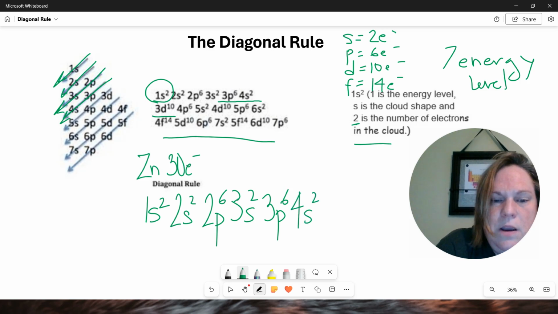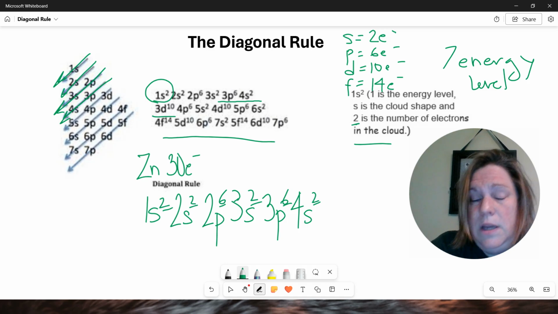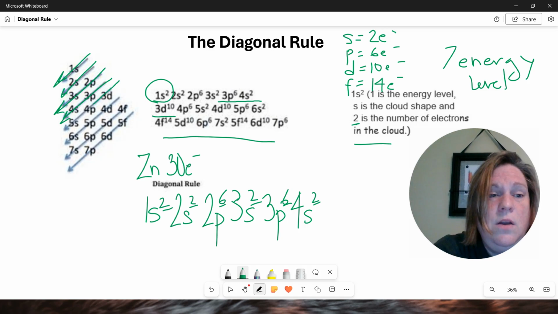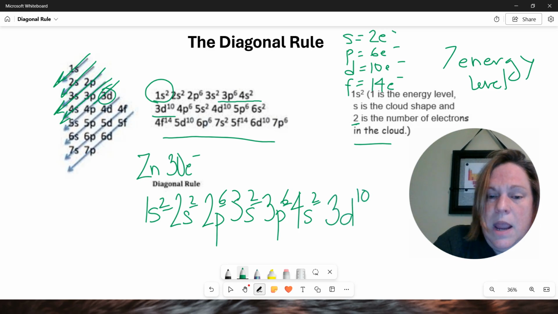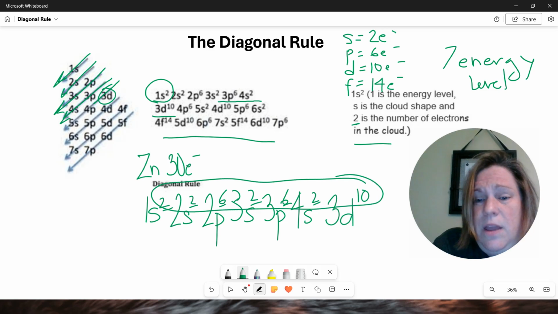And I'm going to take a breather here and count how many electrons that I have. I have 2 plus 2 plus 6 is 10, plus another 10 is 20. So I have 10 more electrons to account for. So when I go to the next chute, the next thing I fill is the 3d. And d can hold 10 electrons. And so if I add these superscripts, I'm going to get the 30 electrons that are found in the atom.